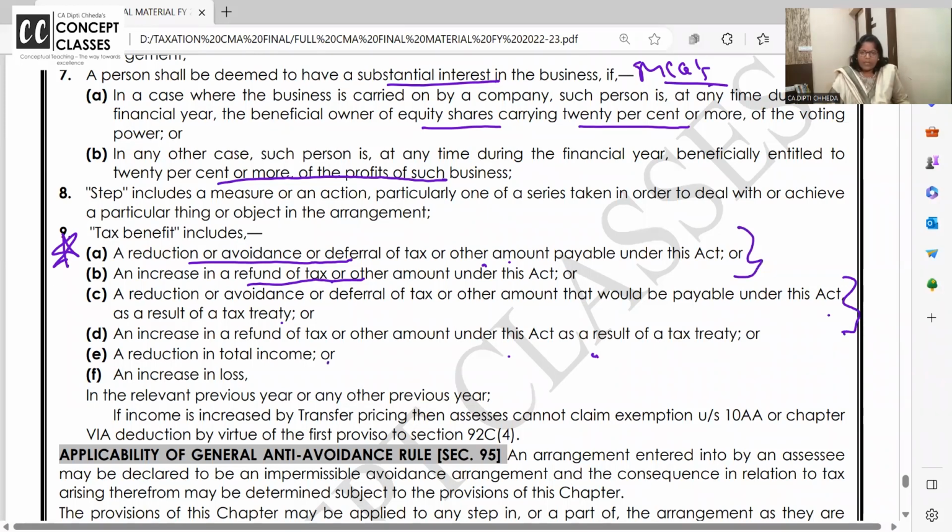And reduction in the total income and increase in the loss in a relevant previous year or any other year. In short, tax benefit means your income is increasing and your losses, sorry, I am saying it in reverse. Tax benefit is reduction in your total income, so reduction of the tax or increase in the losses. The whole game is to do this. The whole gamification of the Income Tax Act is to reduce your income, increase your losses and pay less tax.